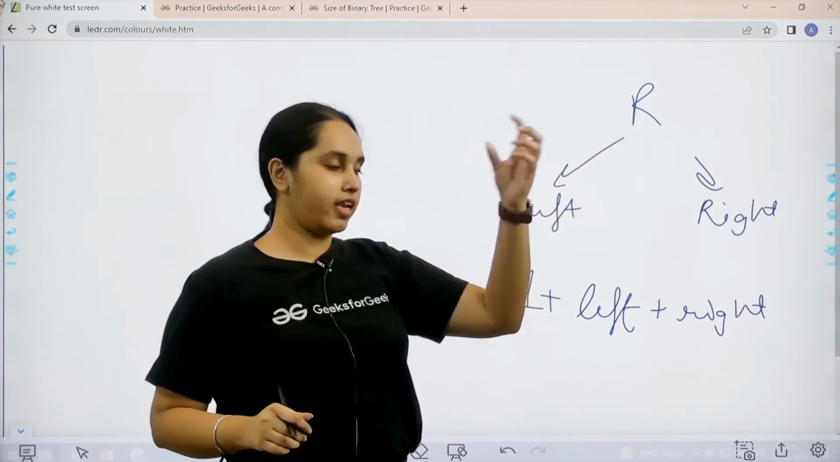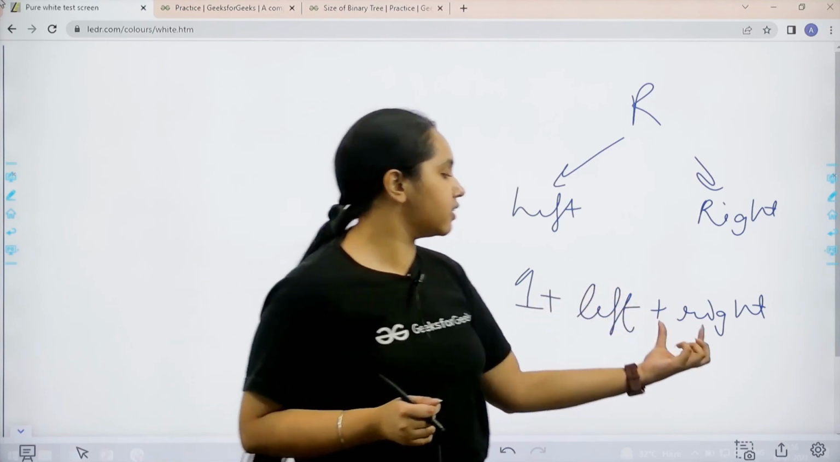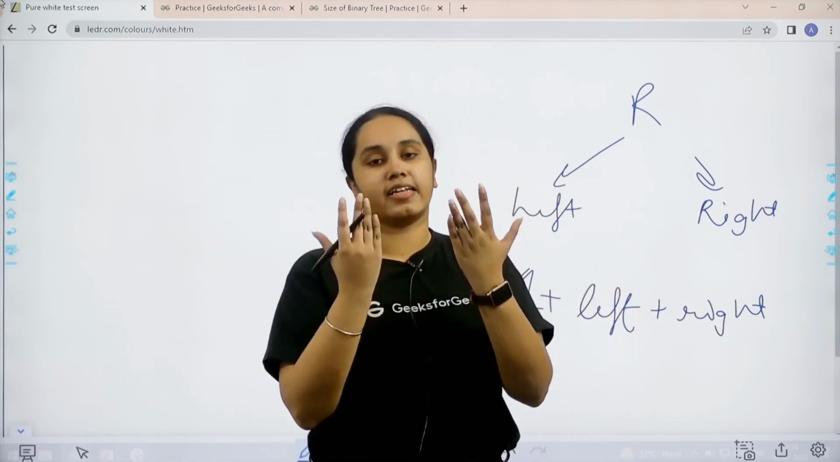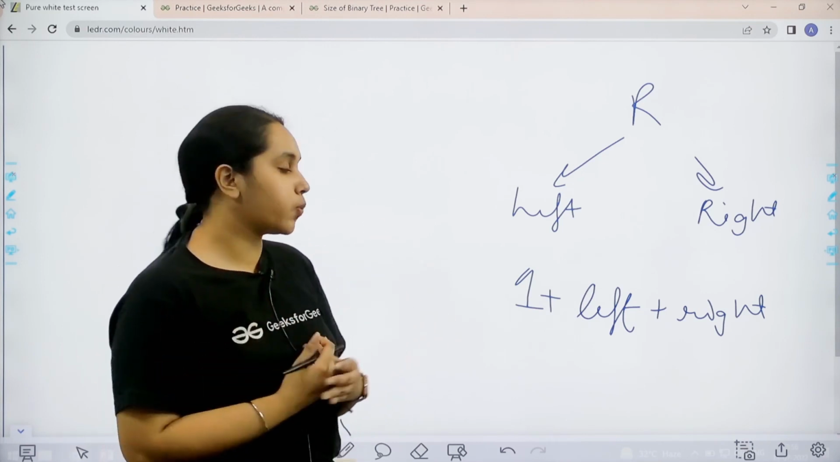Root is only one value, so that can be considered 1. Then find the size of the nodes on the left side, find the size of the nodes on the right side, add them, and then you get the size of the entire binary tree. I hope the question is clear to you.